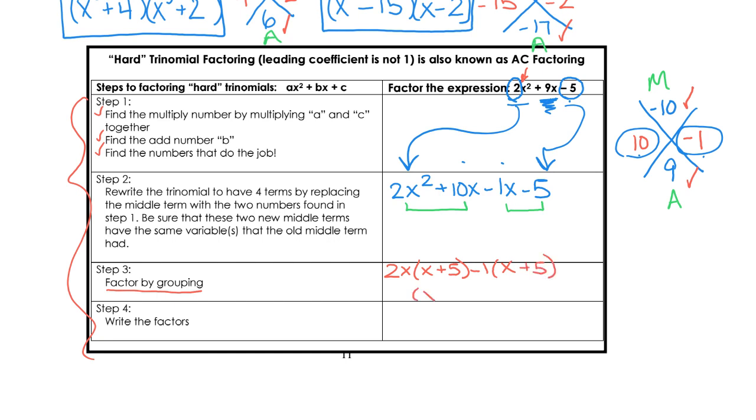The x plus 5s are the same, so they become our first factor, which actually could be written down here. And the guys on the outside squish together and give me my second factor of 2x minus 1. And that is our final answer.